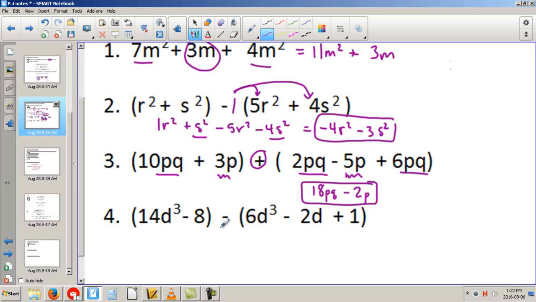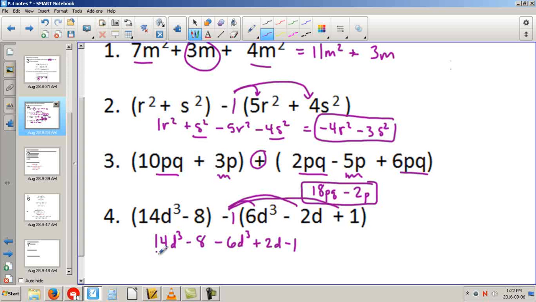Okay. And this last one, again, we see this negative 1 distributed. If you don't distribute this, you lend yourself to a lot of headaches. It takes an extra step, but it's really important to make sure we're accurate. So 14d cubed minus 8 minus 6d cubed minus 1 times minus 2 is plus 2d, and then minus 1.